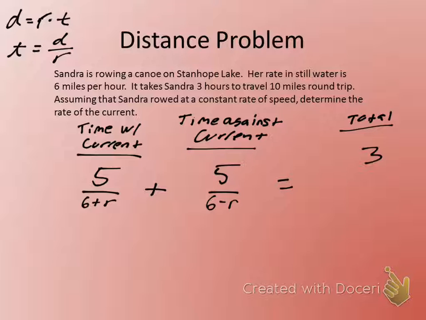So that's kind of the setup to these problems. You look at it as the total amount of time that she spent rowing: her distance over her rate with the current, plus her distance over her rate against the current. Okay, so if you need to write that down, go ahead and pause here because I'm going to shrink it down so I have room to actually solve this.